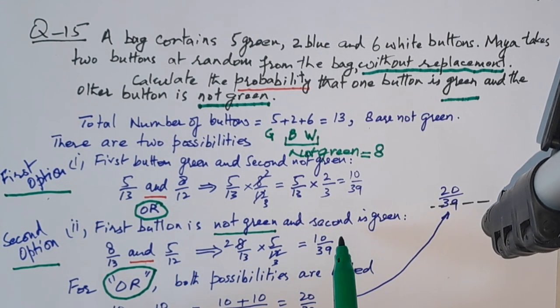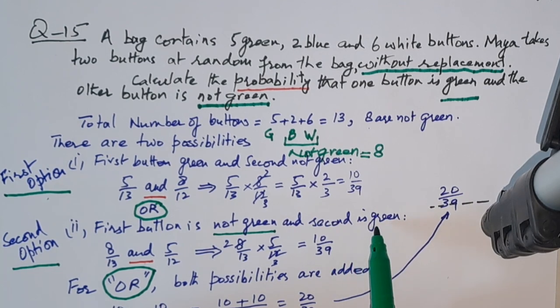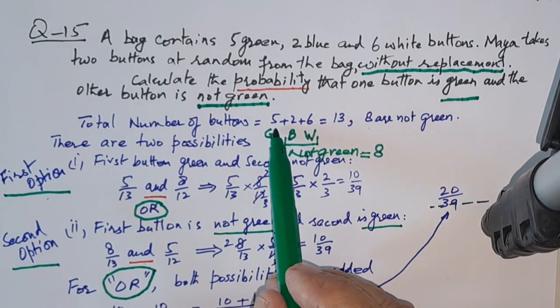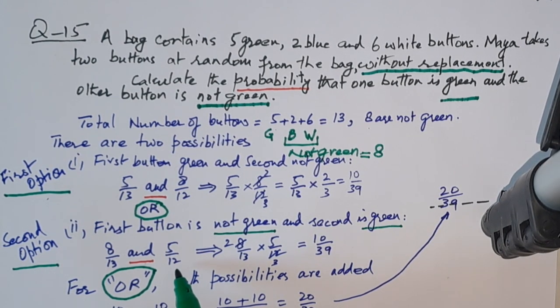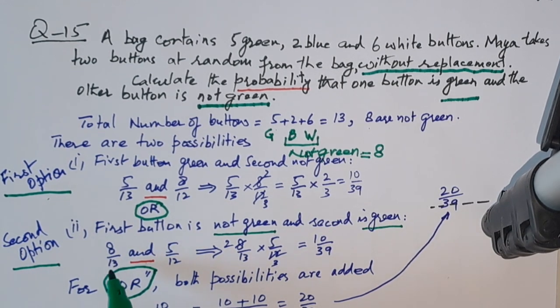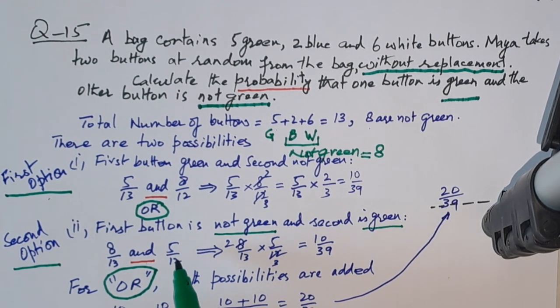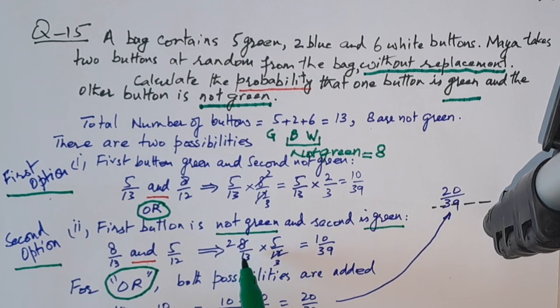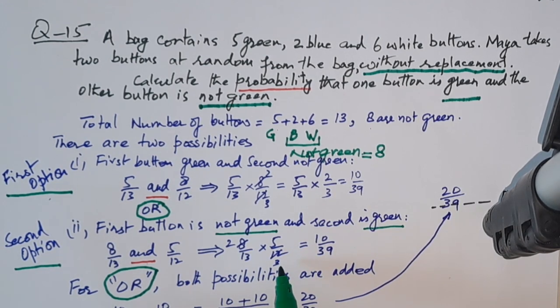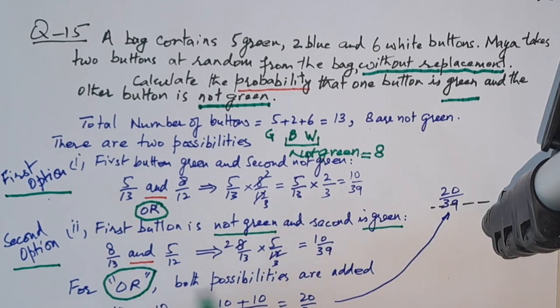The second is green. So green is total 5, so 5 divided by 12 will be the probability. In the second option, we have 8 over 13 probability and 5 over 12 probability. So we multiply them. And simple cancellation, 4 2s are 8, 4 3s are 12. And we get 10 over 39 for the second option as probability.